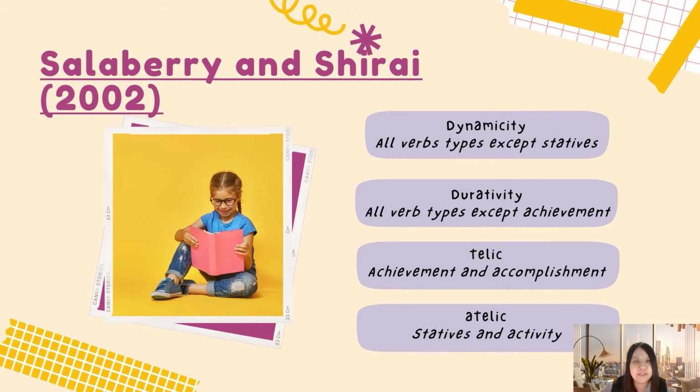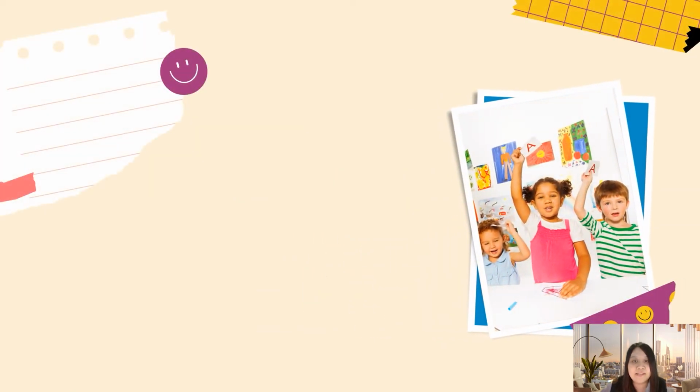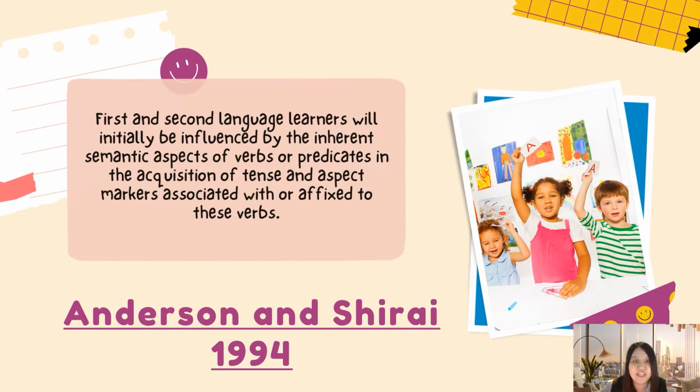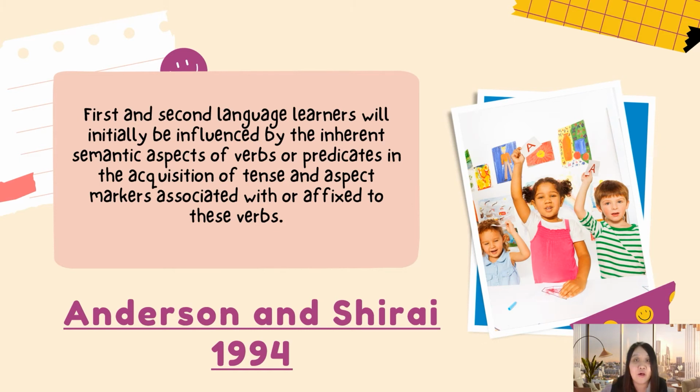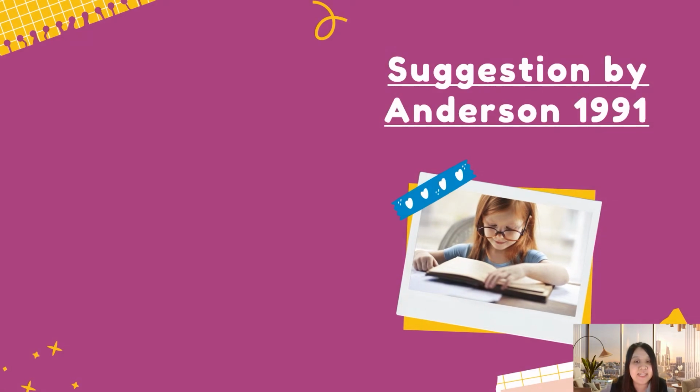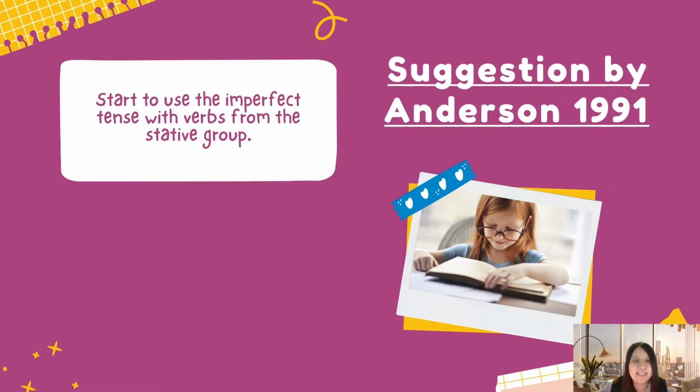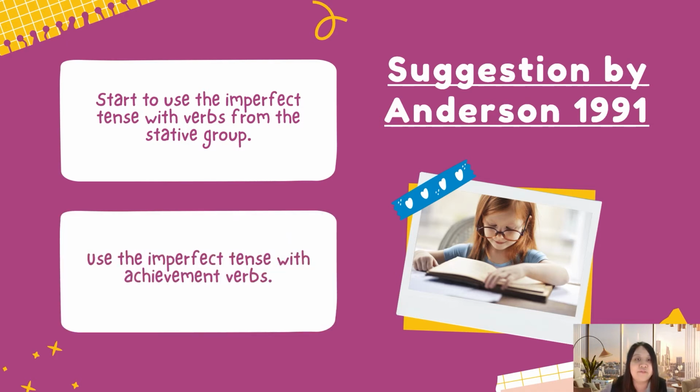So the aspect hypothesis also claims that first language and second language learners will initially be influenced by the inherent semantic aspect of verbs and predicates in the acquisition of tense and aspect markers associated with or affixed to these verbs, by Andersen and Shirai in 1994. Therefore, Andersen suggested in 1991 that learners will start to use the imperfect tense with verbs from the stative group, and they will first of all use the preterite tense with the achievement verbs.